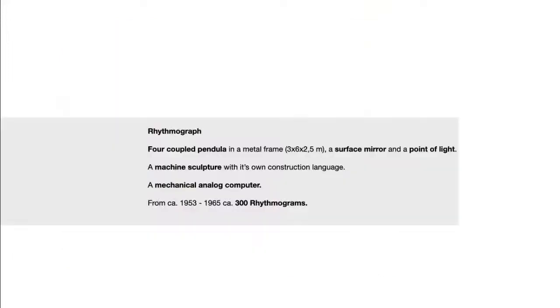So the rhythmogram consists of four coupled pendula in a metal frame. It's about 3 by 6 by 2.5 meters. The core element is a surface mirror and a point of light. It's also a machine sculpture. It has a very sculptural quality with its own construction language, which you can see if you visit the thing. Basically, it's a mechanical analog computer.